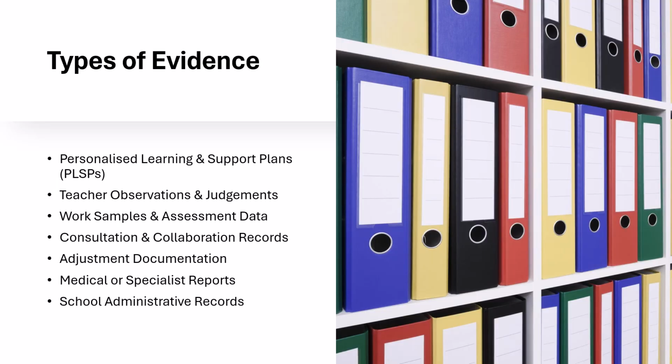So in order to enroll students or identify a student as being part of NCCD, there are lots of assessments and evidence that can be collected by the school to provide to the NCCD. That type of evidence could include personalized learning and support plans, teachers' observations and judgments in the classroom for that particular student, work samples and assessment data, consultation and collaboration records, followed by adjustment documentation, medical or any specialist reports, as well as school administrative records.